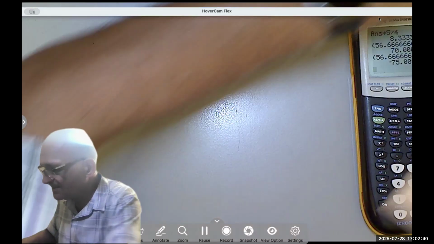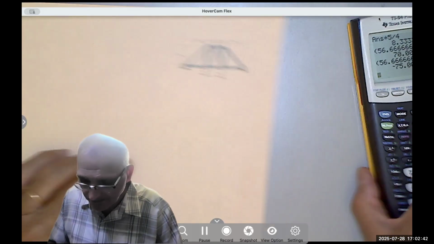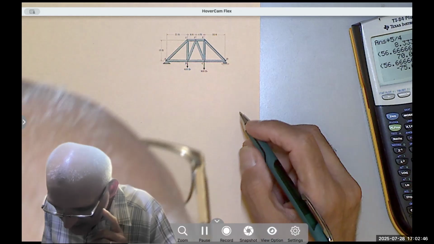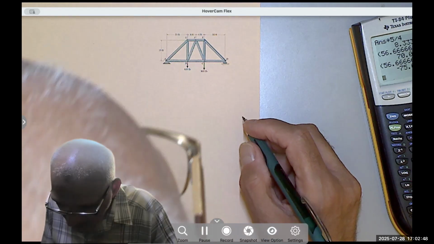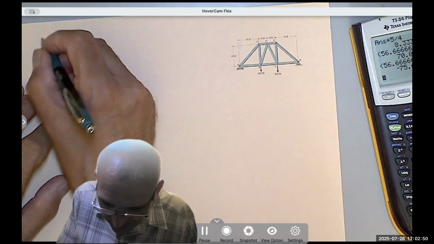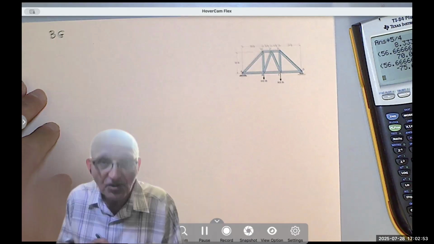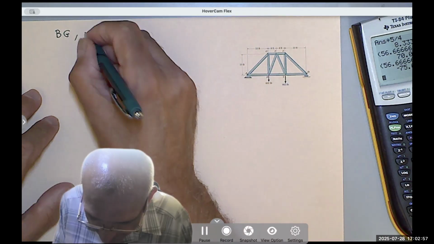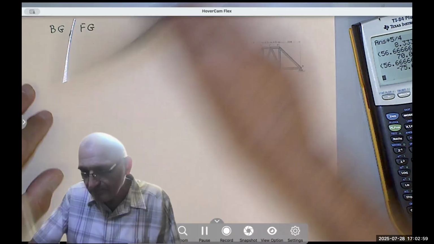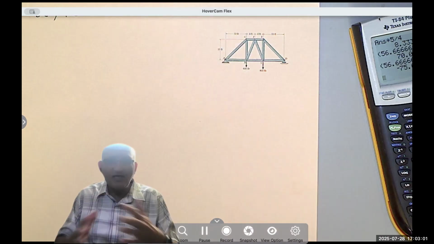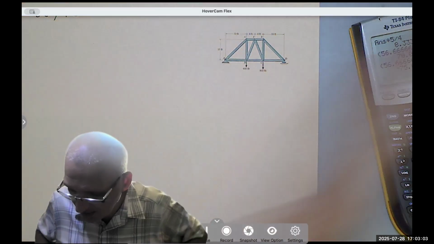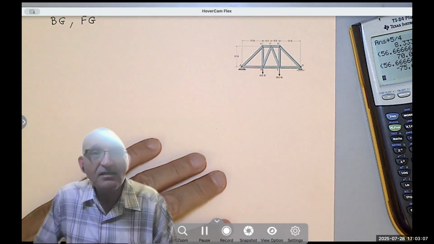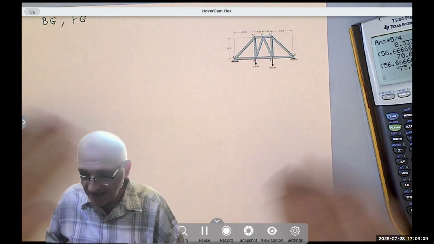Let's look at the second example. It's also very easy. We have a truss here, and they wanted the forces in BG, not the BGs, just BG and FG. Can someone tell me after I use the overall equilibrium, what am I going to do? Where am I going to take my section?